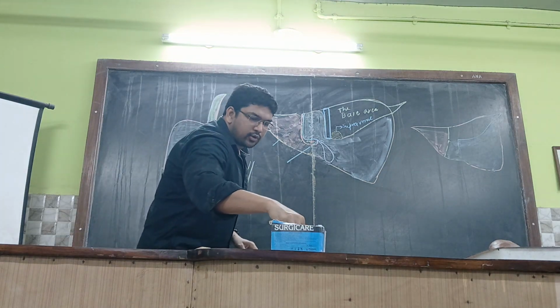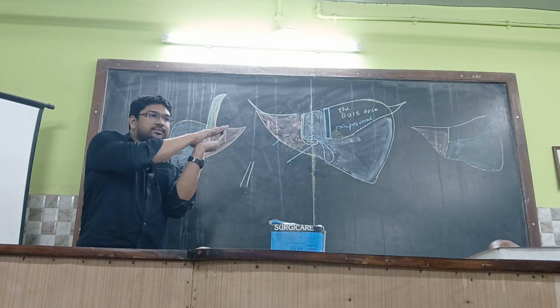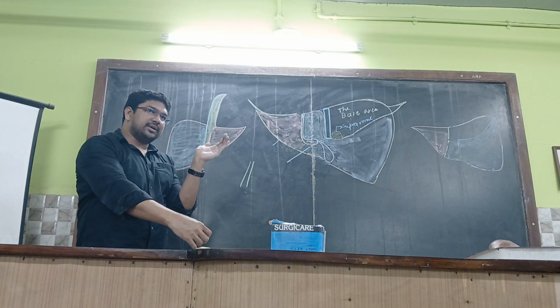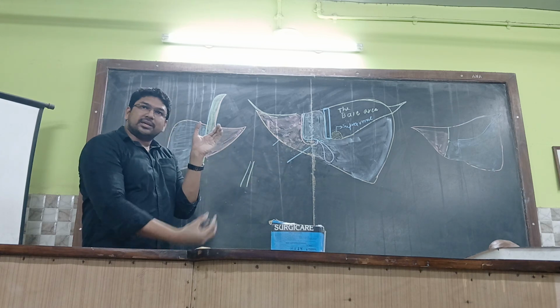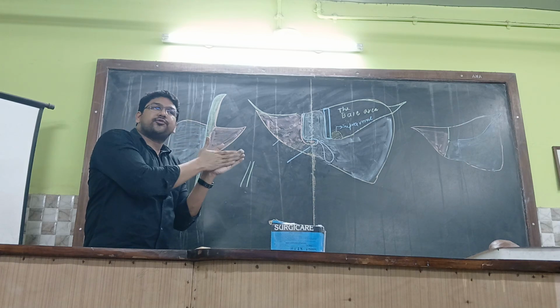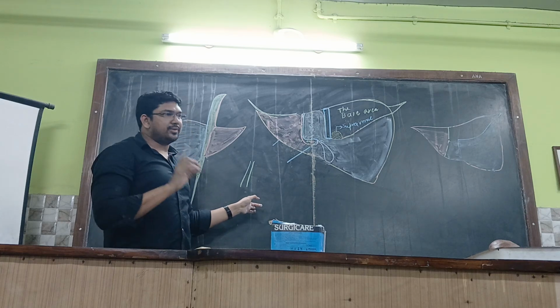For example, this is the fissure for ligamentum teres hepatis. The peritoneum will be going in this manner. It is not covering the floor over here, because there is a content, that is nothing but the ligamentum teres. So that will not allow the peritoneum to touch the floor of the fissure for ligamentum teres hepatis. Could you understand or not?